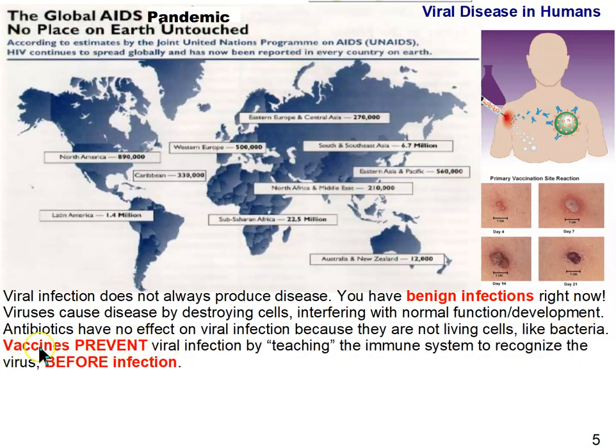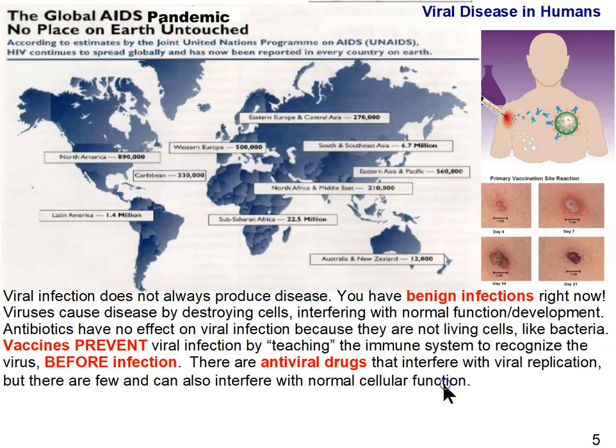What we do have against viruses is vaccination. So vaccines prevent viral infection by teaching the immune system to recognize the virus before infection. And that's an important note, that you need to be vaccinated before you get infected with the virus so that your immune system can fight it off. There are antiviral drugs that can slow the replication of viruses in cells and interfere with their replication. But that does not usually completely clear the body of infection.